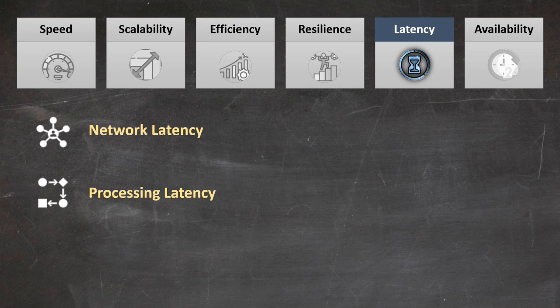Next is processing latency. Once your request arrives, how long does it take to be handled? It's like the time a barista needs to make your coffee after you've ordered it. Then, we have the processing time. This is specifically how long a service takes to do its job, not counting travel time. It's useful for spotting if a particular service is slowing things down.